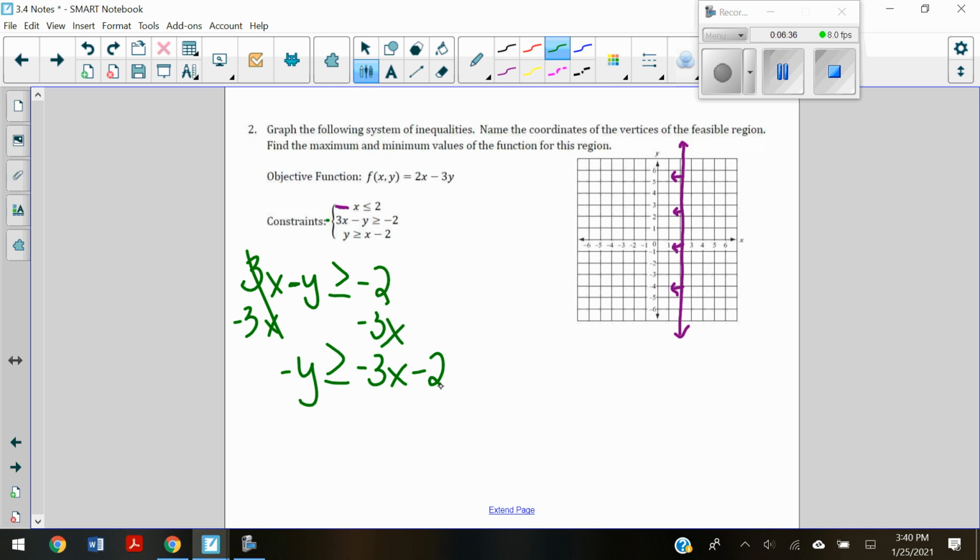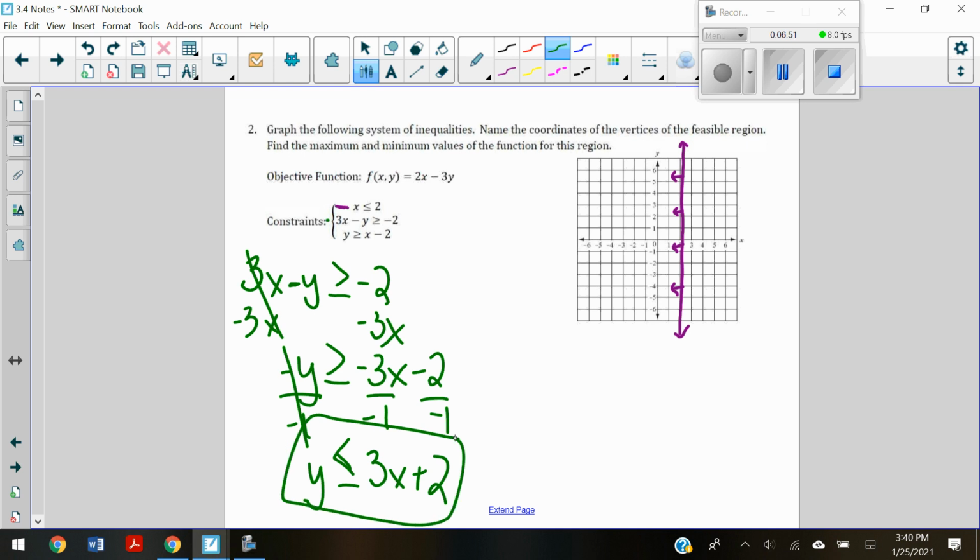I need to get the y by itself, so I'm going to divide by negative 1 for everything. And because I'm dividing by a negative, flip that inequality. I almost forgot. 3x plus 2. So now this is the inequality I'm going to graph.